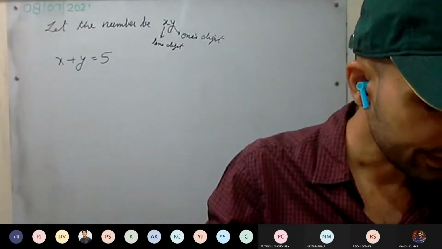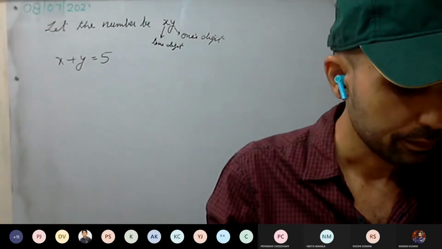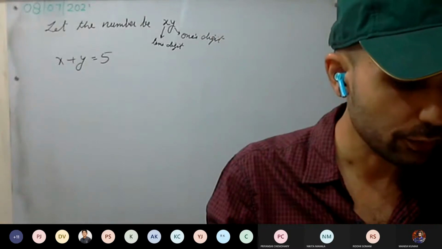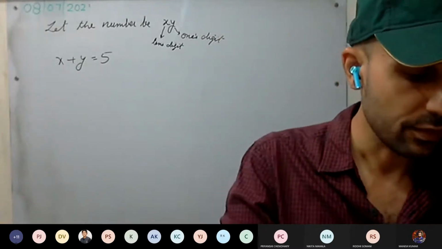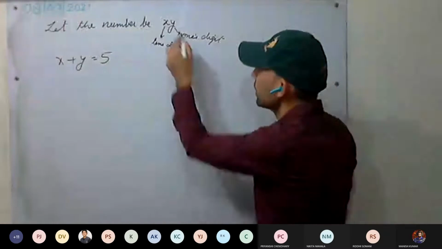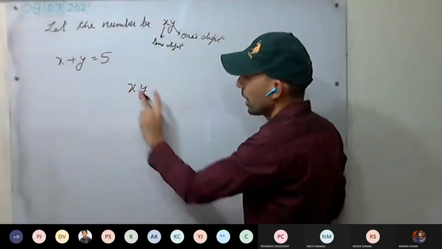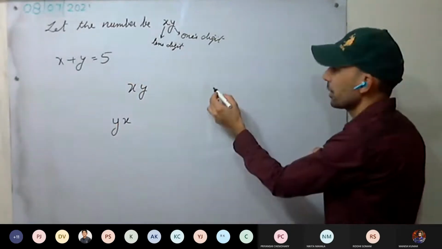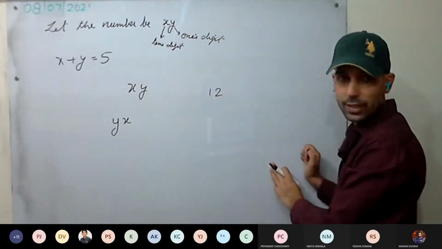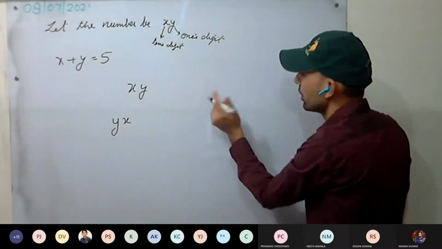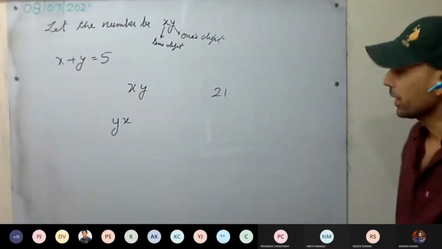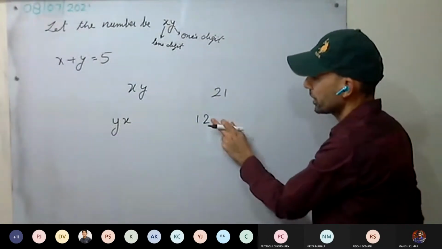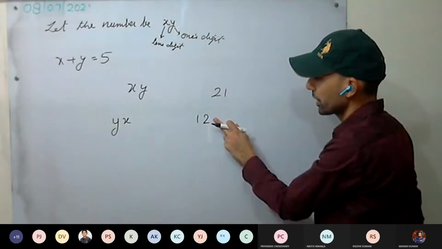If the digits are reversed, the number is reduced by 27. If digits are reversed, this is our number, now if we reverse the digit, yx. For example, take this number, 21. If we reverse the digit, how much will it become? 12. By how much has it decreased?